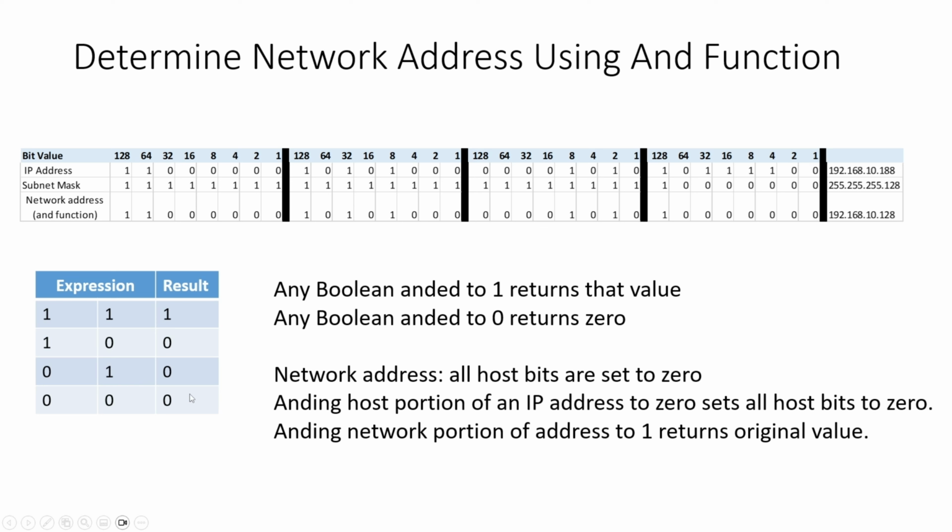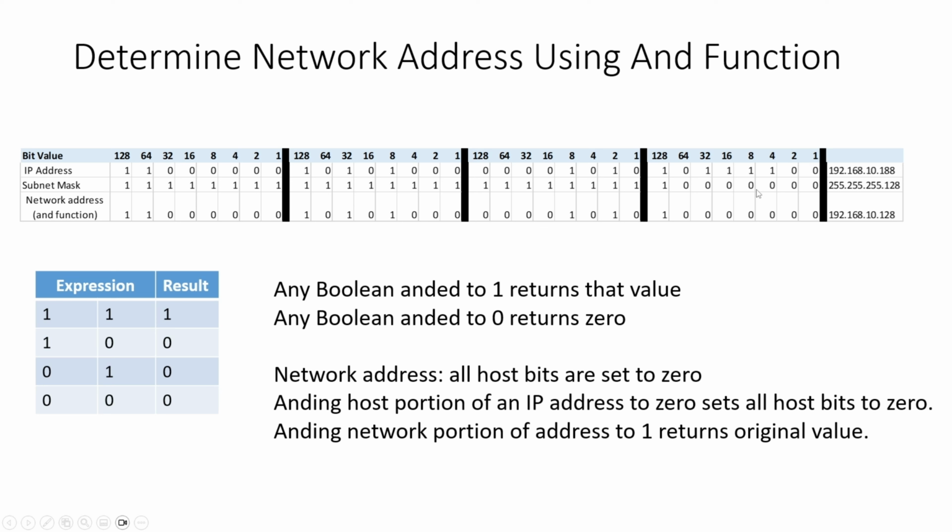And if you remember, a network address is when all host bits are set to 0. And the network portion of the address is untouched, and that's exactly what happens here. Anytime I AND a value to 1, I get the original value, 1, 1, 1, 1. All these zeros here, they all become represented as zeros here, all the way across. So anytime I AND to a 1, I actually get the actual original value.